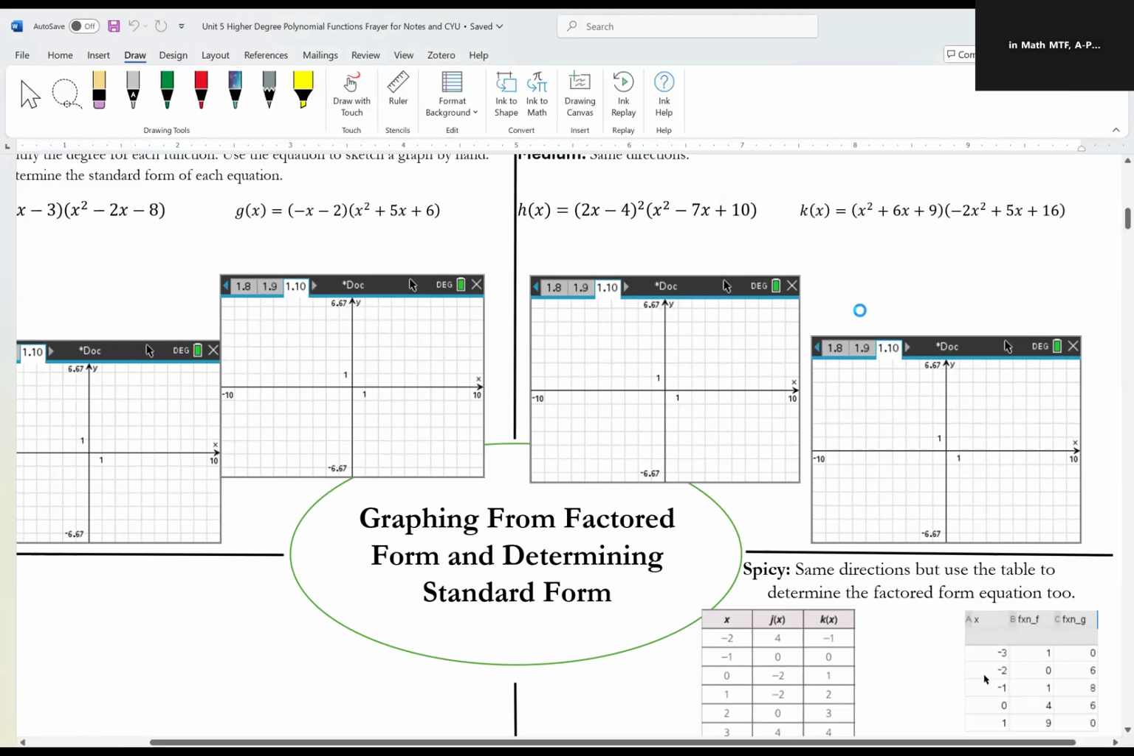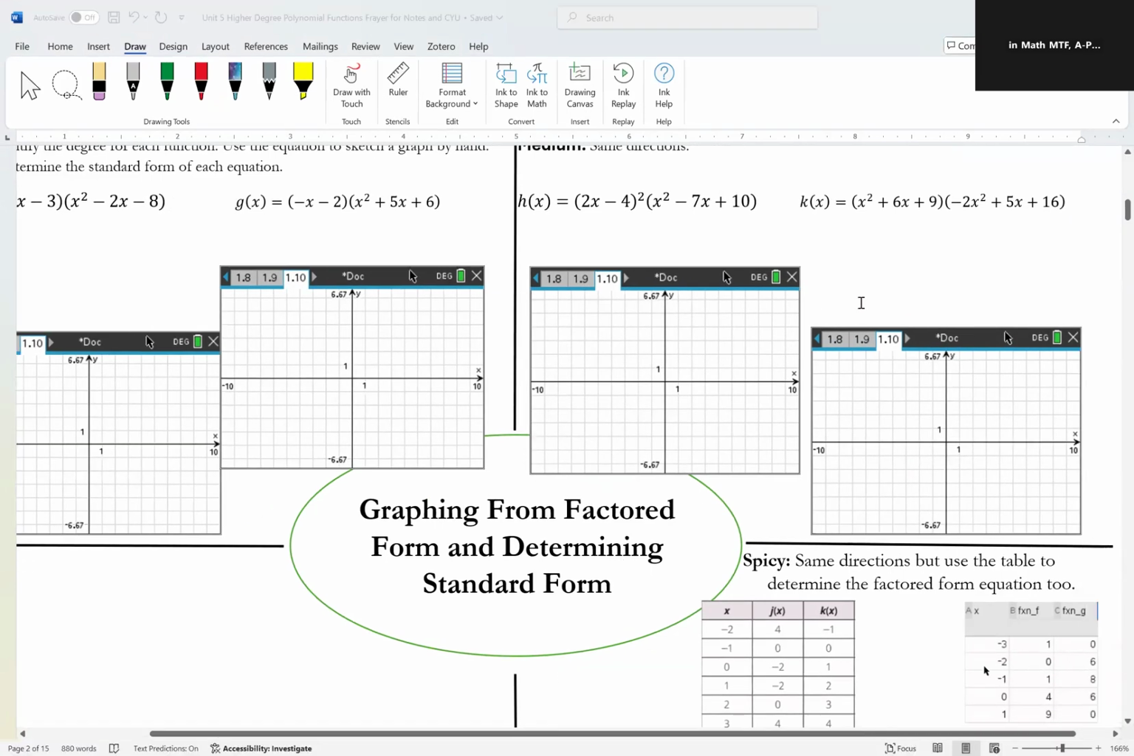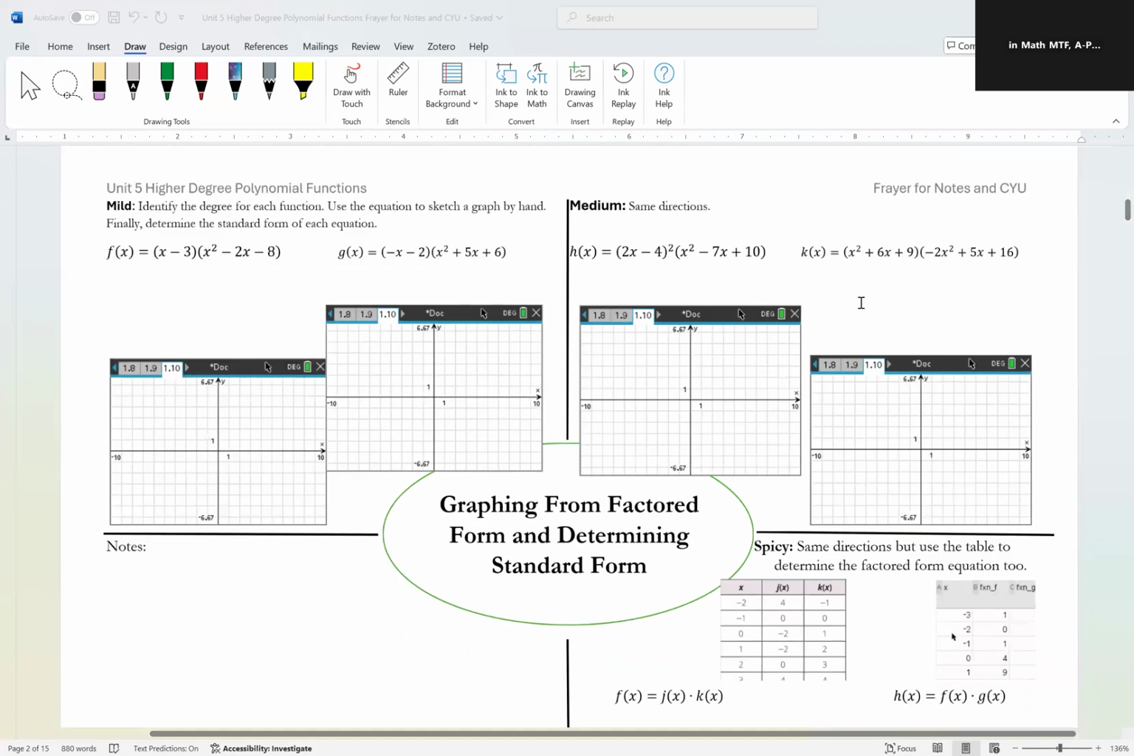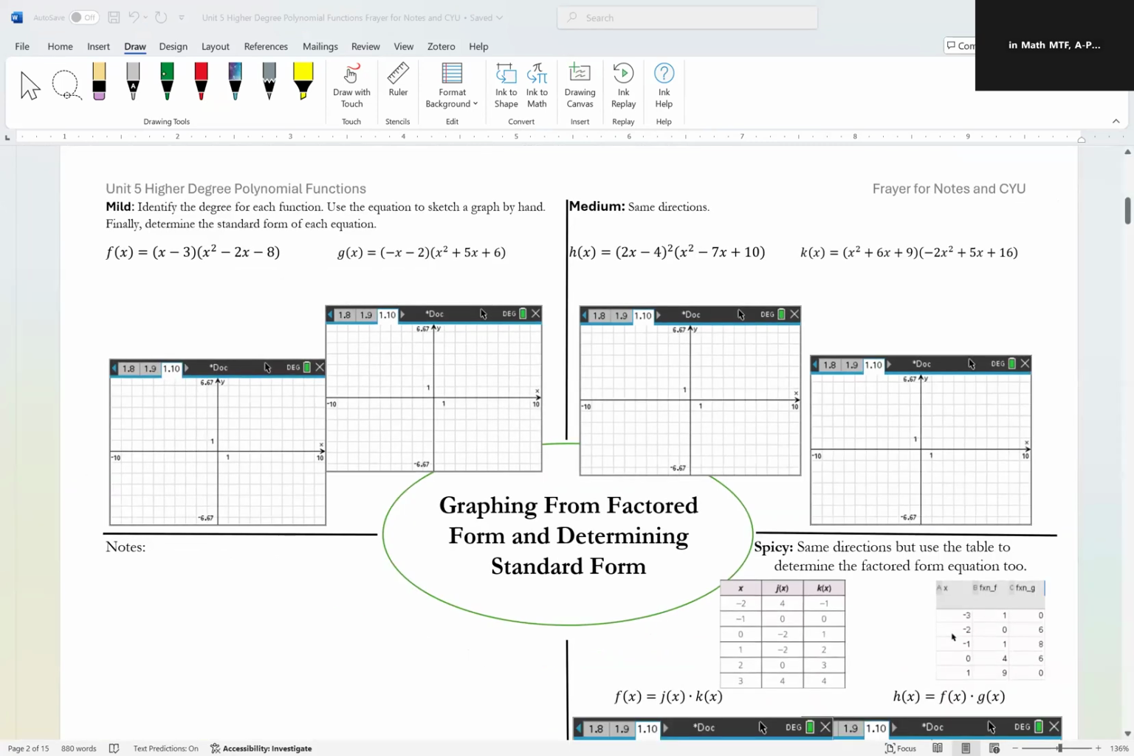With this first check your understanding set, this is more built off of the last unit to help students who need to practice with these ideas. We're going to work on sketching graphs by hand using the factored form. I'm going to start here with h of x in the medium section.